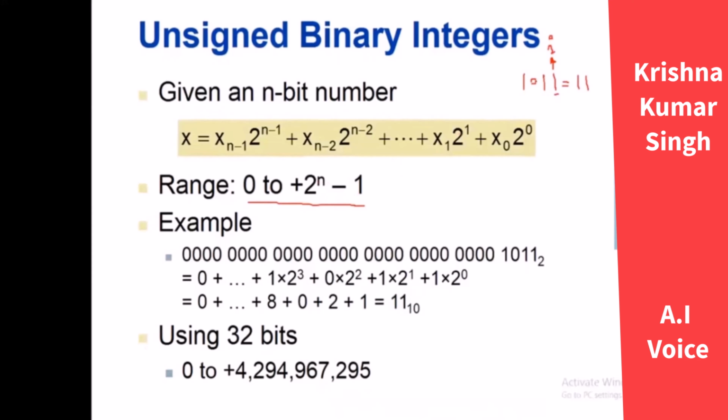In the unsigned case, an n-bit number ranges from 0 to 2 power n minus 1. In this example, n is 4, 2 power 4 is 16, minus 1 is 15.